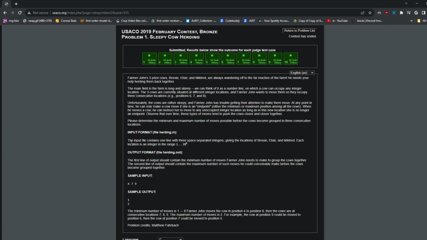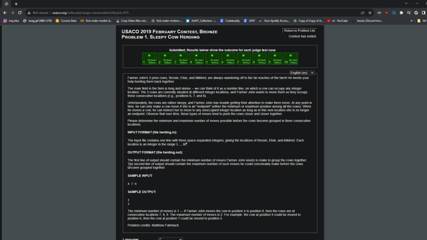So the input basically has three space-separated integers, and they give the locations of Bessie, Elsie, and Mildred. To be honest, you don't need to know the names of the cows. You just need to know that there's three cows. Sometimes the names are important in other USACO problems, but not right now. So each location is an integer, and here's the range.